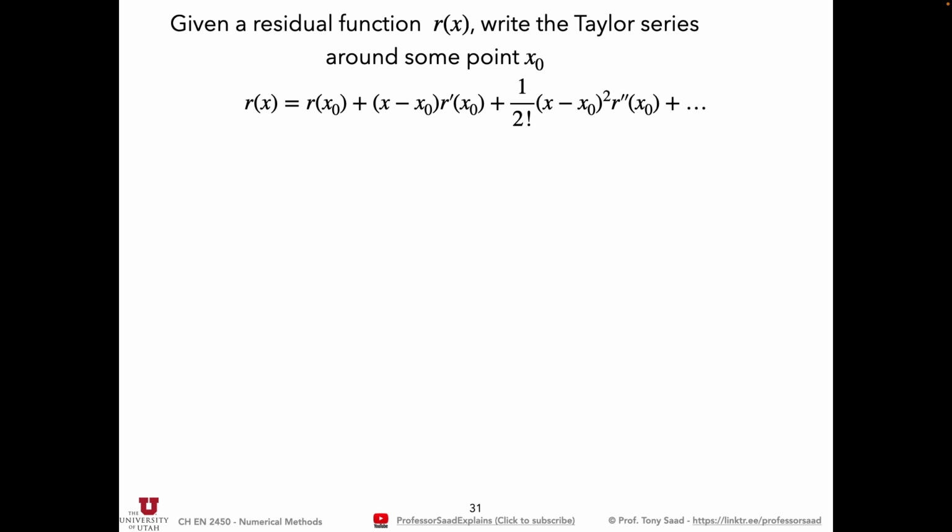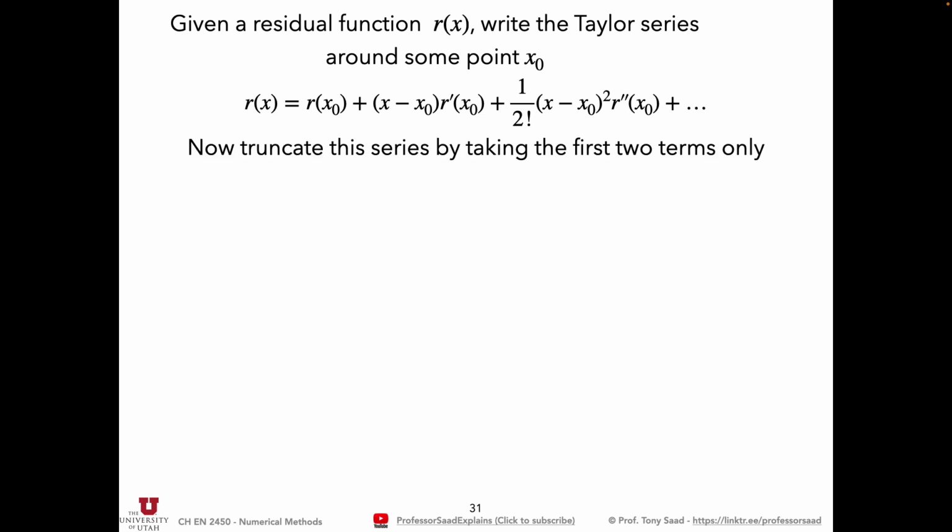Okay, so we agree that this is true. R of x around point x0 is R at x0 plus x minus x0 times R prime of x0, and so on. That's the standard Taylor series. We know this, no issues here. And this is exact. This is an equal sign. There's no approximation here. This is still exact mathematics.